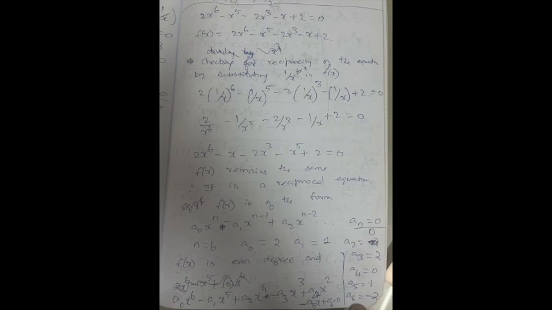This is of the form a0 x^n minus a1 x^(n-1) plus a2 x^(n-2) and so on up to an equal to 0. Here n is equal to 6, a0 is equal to 2, a1 equal to 1, a2 equal to 0, a3 is equal to 2, a4 equal to 0, a5 equal to 1, a6 is equal to minus 2. Therefore f(x) is of even degree, and it is of the form a0 x^6 minus a1 x^5 plus a2 x^4 minus a3 x^3 plus a4 x^2 minus a5 x plus a6 equal to 0.